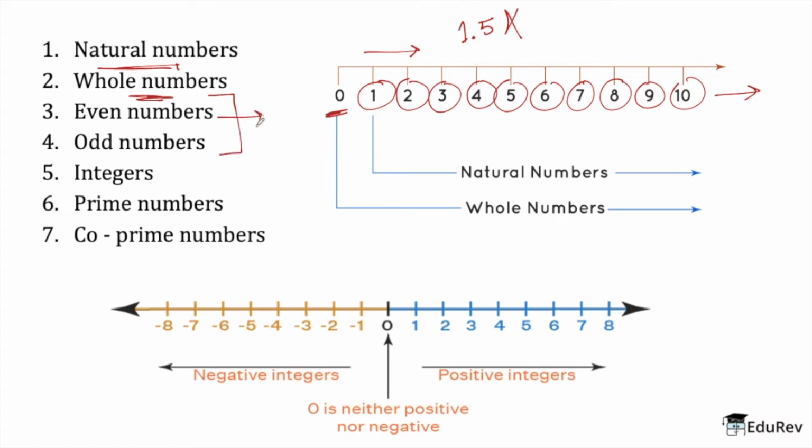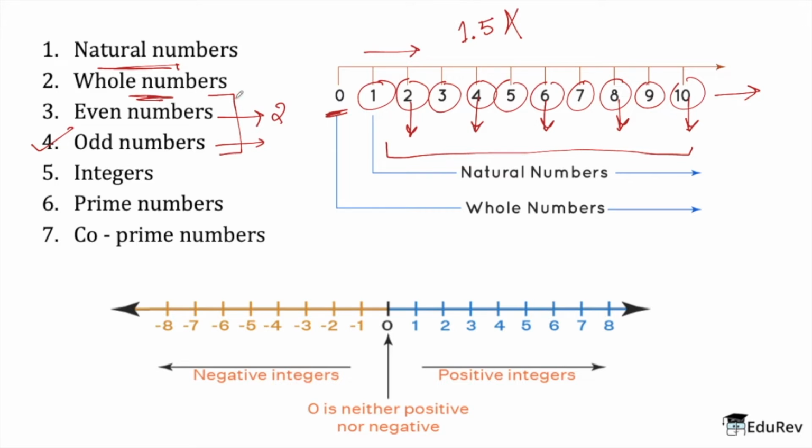Similarly, when we define even and odd numbers, what do we see? Even numbers are numbers which can be divided by 2, correct? And all the other numbers are odd numbers. Now, 4 can be divided by 2, 6 can be divided by 2, 8 can be divided by 2, 10 can be divided by 2, and 2 itself can be divided by 2. So all these numbers which can be divided by 2 are your even numbers.